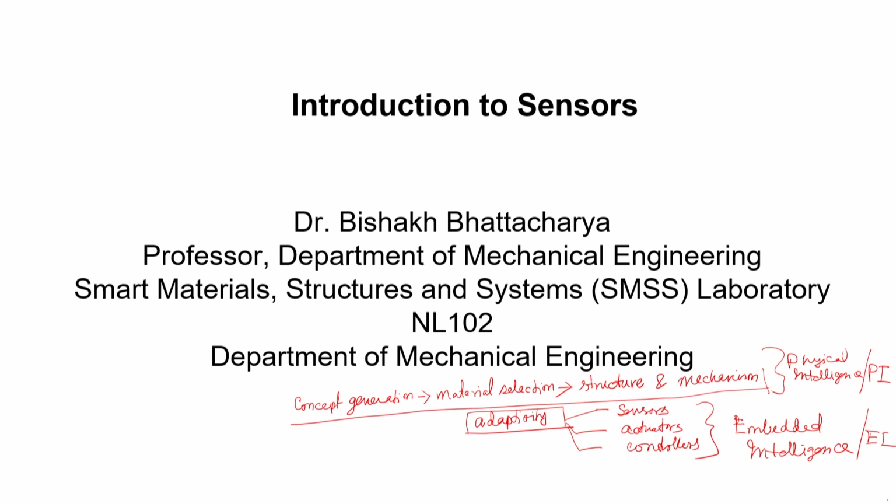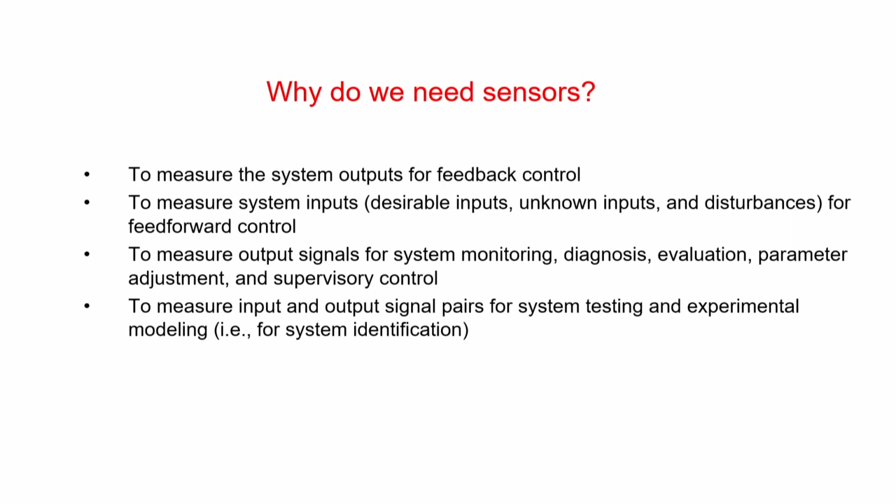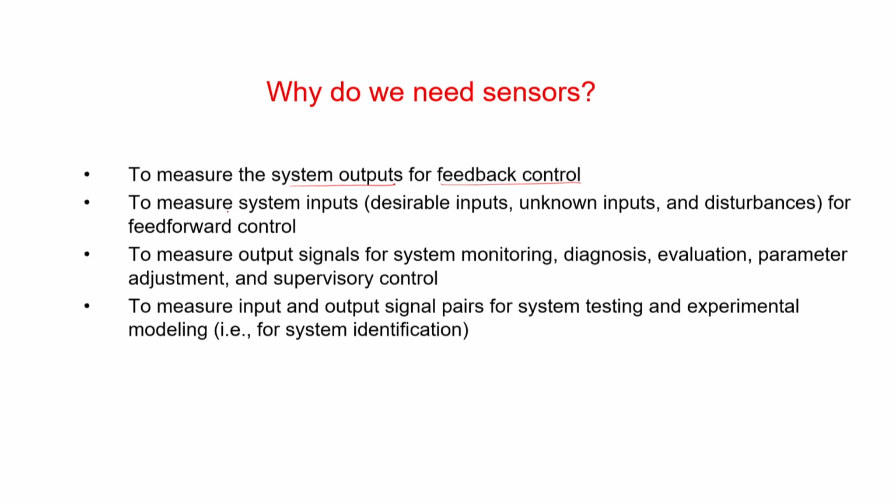Now, towards this direction, let us look into the sensors. That is the focus today, an introduction to the sensors. So, why do we need sensors? The first important point is to measure the system outputs for feedback control. If you take the bicycle example, you need sensors to see in which direction you are heading and also what your tilting level is. So you need tilt sensing and directional sensing. Sensors are also needed to measure system inputs, the desirable inputs.